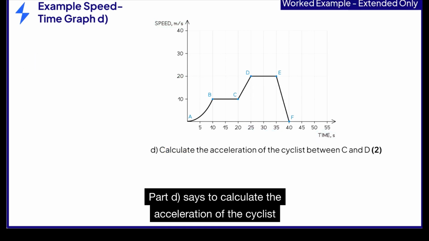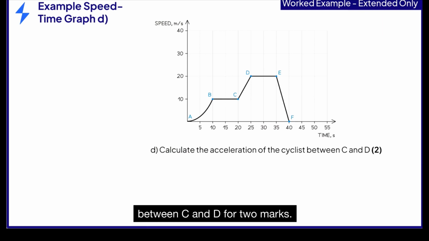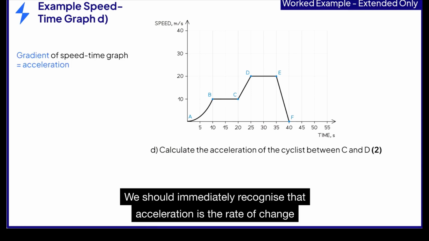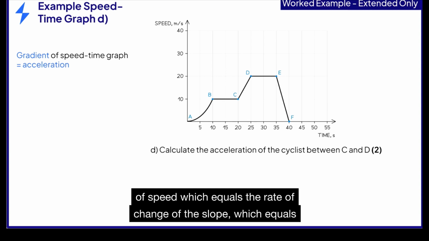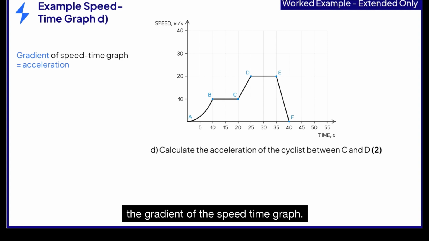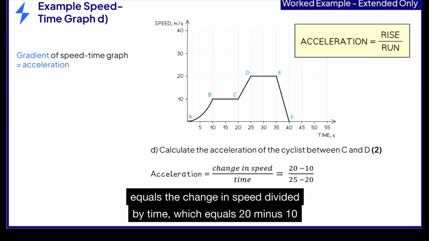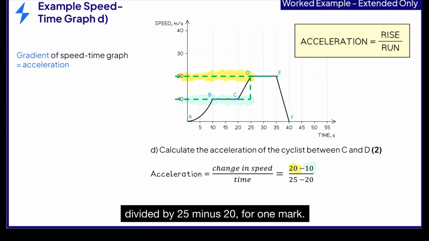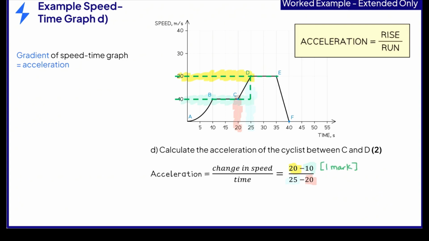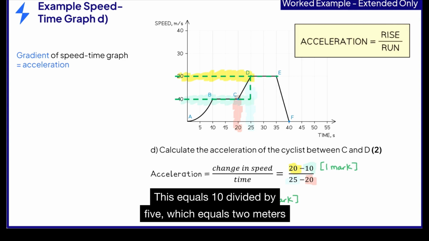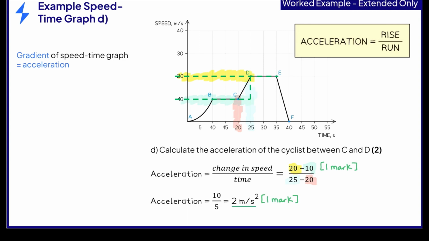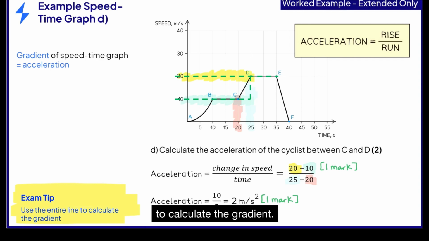Part D says to calculate the acceleration of the cyclist between C and D for 2 marks. We should immediately recognize that acceleration is the rate of change of speed, which equals the slope, which equals the gradient of the speed time graph. Acceleration is equal to rise over run. On a speed time graph, this equals the change in speed divided by time, which equals 20 minus 10 divided by 25 minus 20 for 1 mark. This equals 10 divided by 5, which equals 2 meters per second squared for the final mark. It is good practice to use the entire length of the line to calculate the gradient.